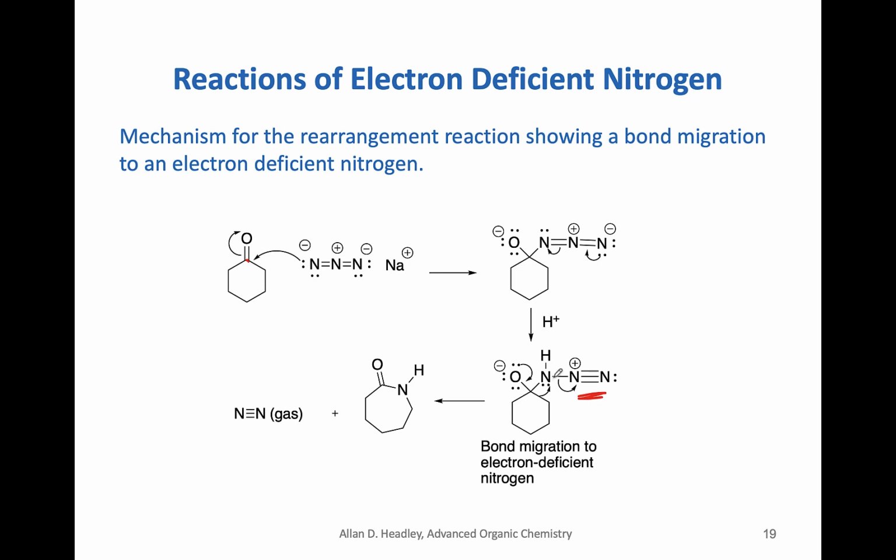Good leaving group, which means that this nitrogen here is electron deficient. So when these electrons come back in, we have a bond migration here. So this bond here migrates to the nitrogen, and this leaves as a gas. So this is a bond migration to the electron deficient nitrogen to get a ring expansion here. And of course, as you can see, this is a cyclic amide here, or lactam.